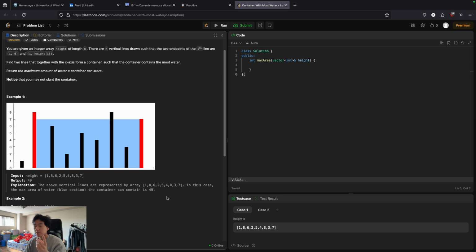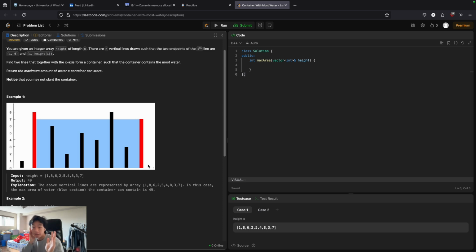Let's just do this. We'll take the very first position and the very end position, and then we'll multiply it by, let's think, the length of those two positions, which will be the right pointer minus the left pointer. That would actually be the distance, the length of that.